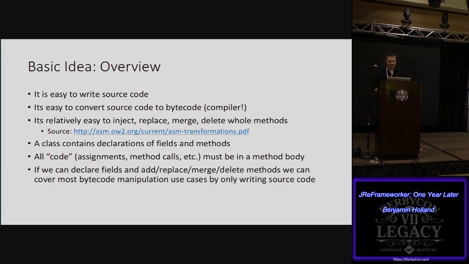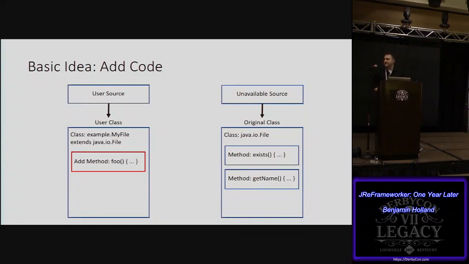So if we have this ability to add or replace or manipulate some method body or whole method at a time, we can really cover all of these use cases just by writing source code. And the trade-off is if we want to edit one little line inside a method, well, we just have to rewrite that method. So that's the trade-off, and I said, let's go forward with that in mind. So conceptually, at a high level, let's just look at what's happening.